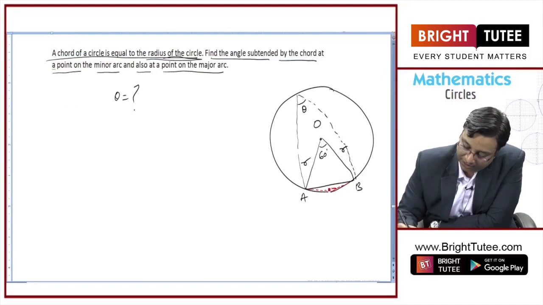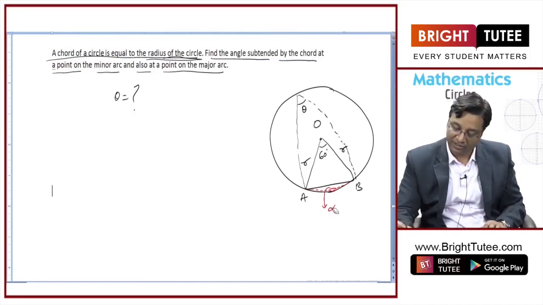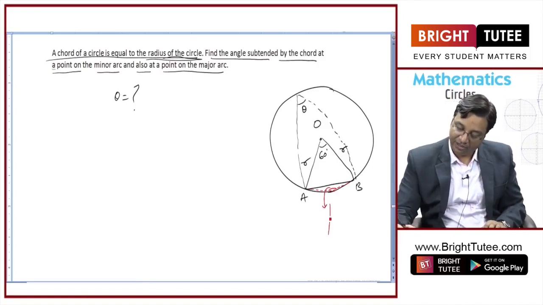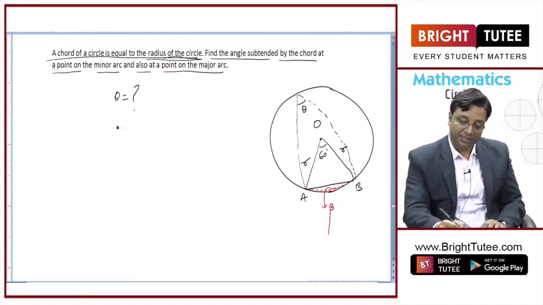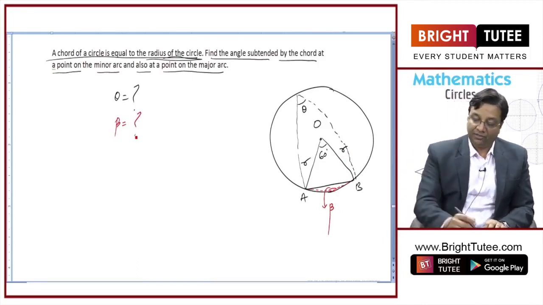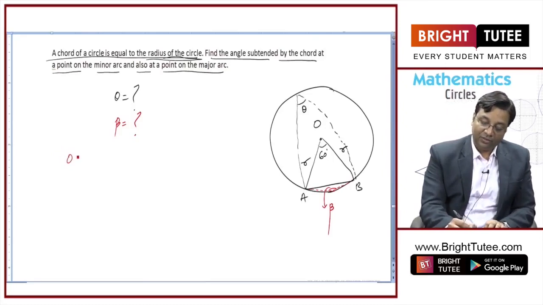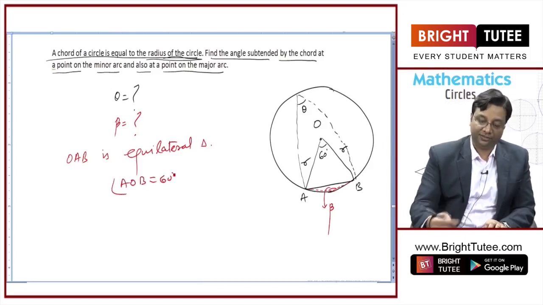Let us choose a name so that we do not confuse it with this R here. So let us say this is angle beta, so we need to find angle beta and angle theta. So the first statement we will say OAB is equilateral. It is an equilateral triangle. So angle AOB is equal to 60 degrees.